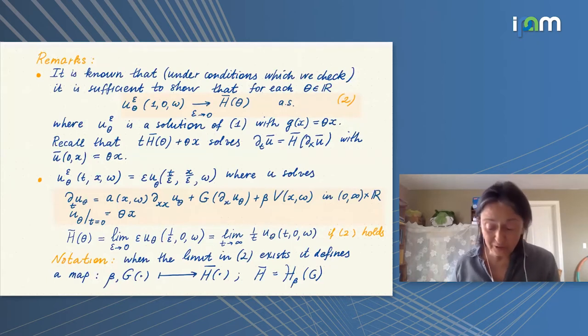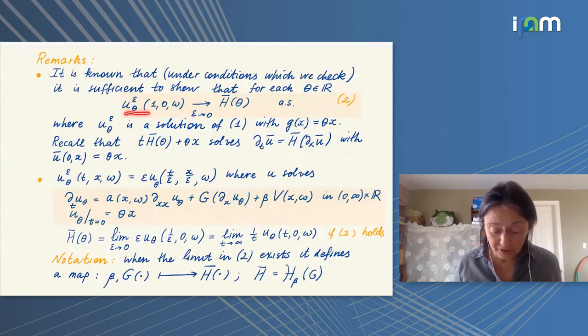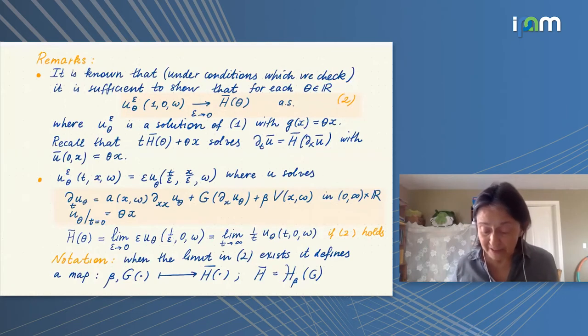So two remarks. I know that in this audience I should not maybe make these remarks, but I will still, if there are any graduate students or postdocs or people who are not involved with the topic. It is known that under conditions which we check in our paper with Andrea, it is sufficient to prove homogenization in the general sense as I defined before. It's sufficient to show that for every theta, we have convergence just at the point x equals 0 and time 1 to h bar of theta, where u epsilon theta is a solution of the equation with linear initial data.